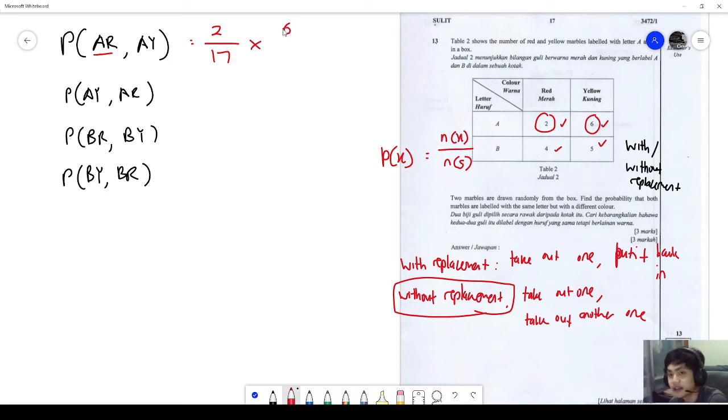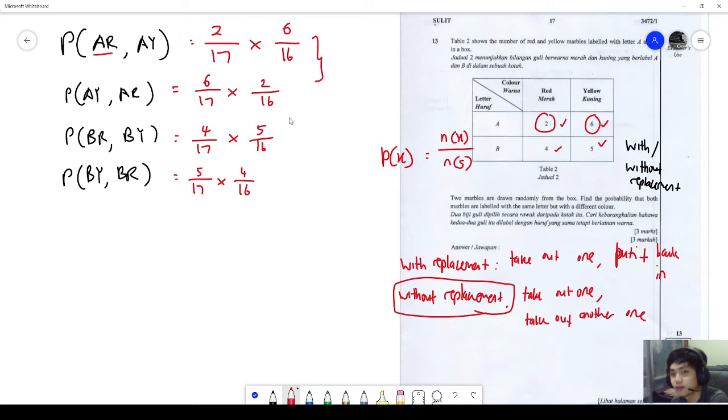So there are 6 A yellows. However, there are only 16 marbles left inside, right? So this is what happens when we count without replacement. For AYAR, same thing, it will be 6 over 17 times 2 over 16. For BRBY, it would be 4 over 17 times 5 over 16. And BYBR would be 5 over 17 times 4 over 16.